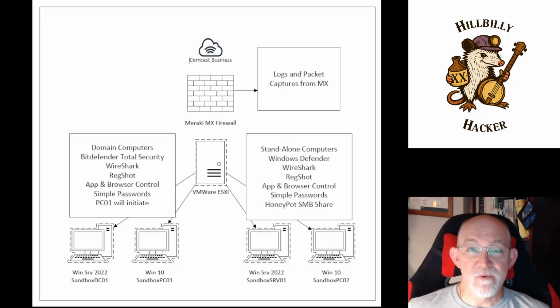The other is a Windows 10 standalone PC. For these two standalone devices, I'm only using Microsoft Defender as the endpoint protection antivirus, and we'll see how that runs. I'm also running Wireshark, Redshot, so we can see how the distribution of the malicious files and malware or ransomware goes across the network internally, because all these computers can speak to each other. They're all in the same IP range.